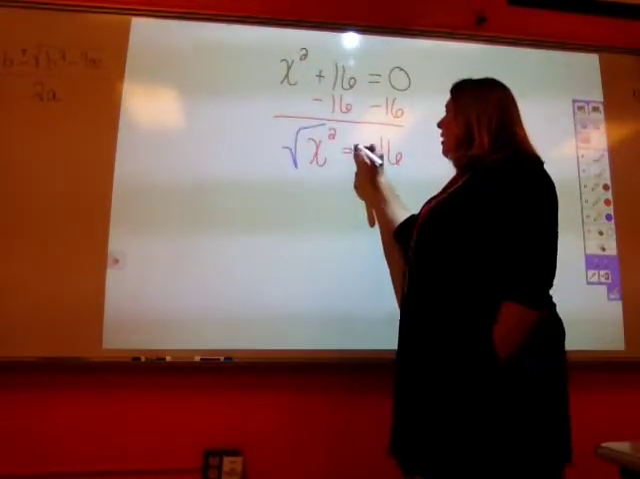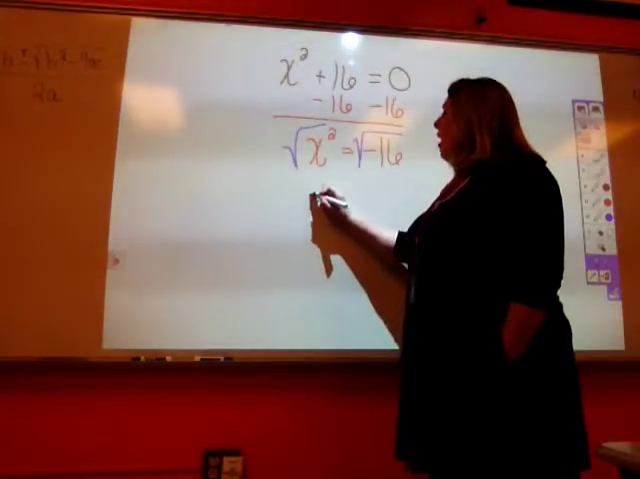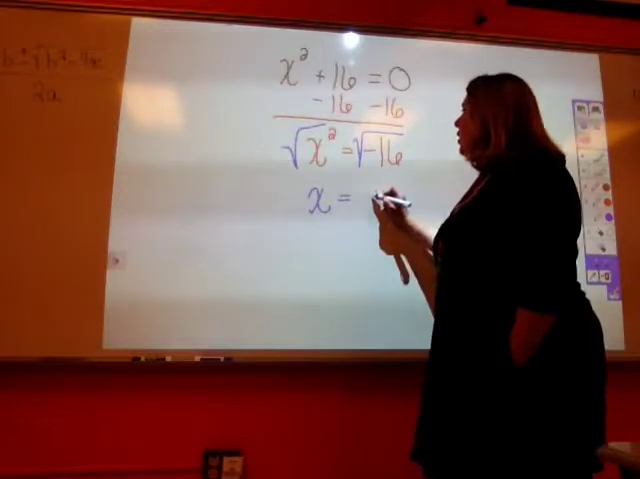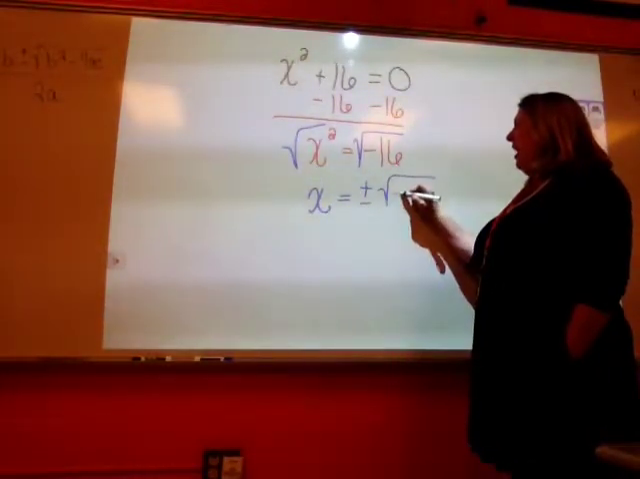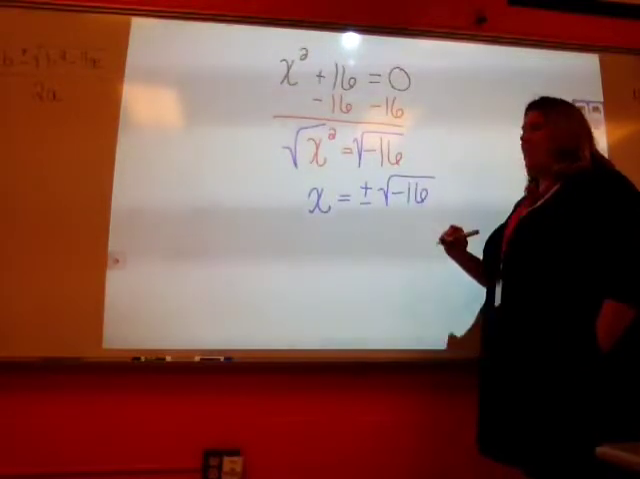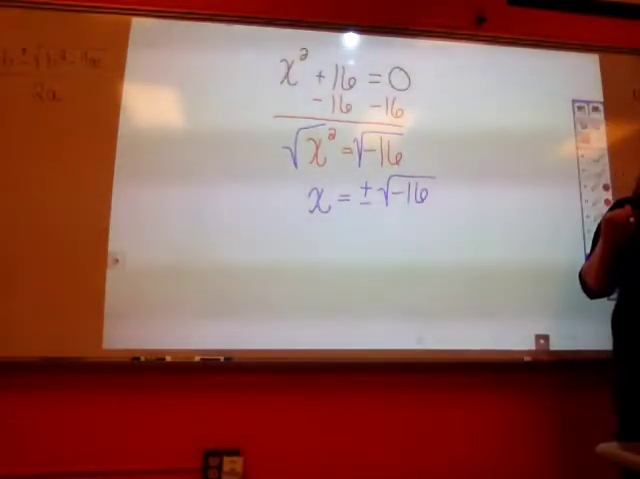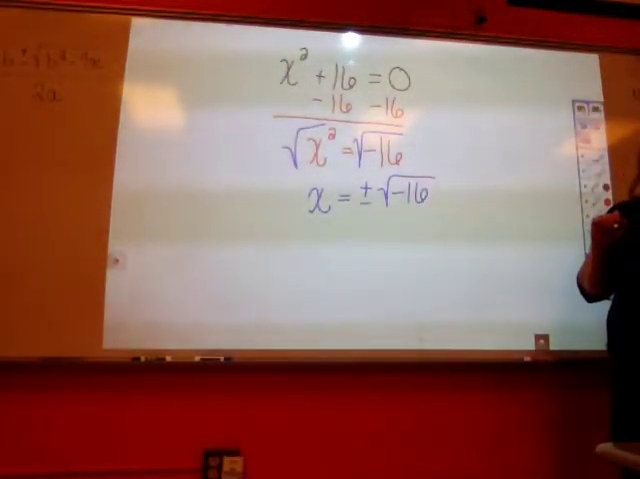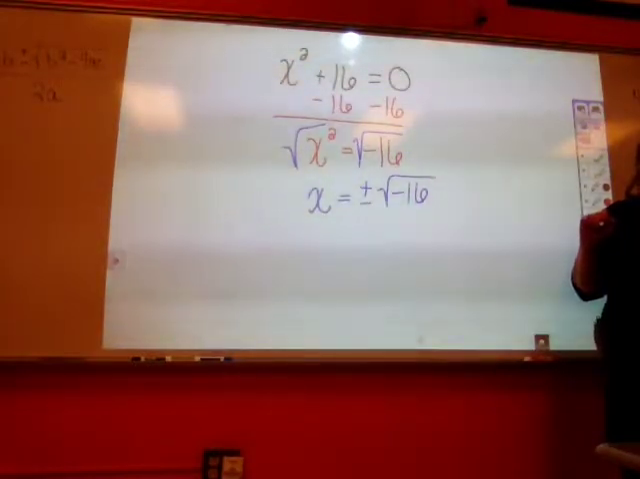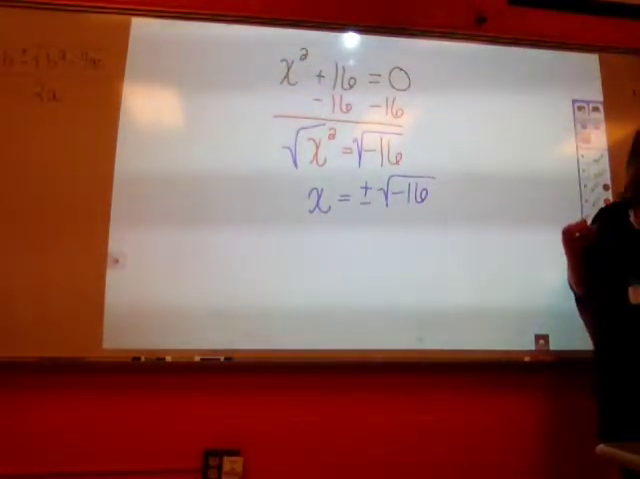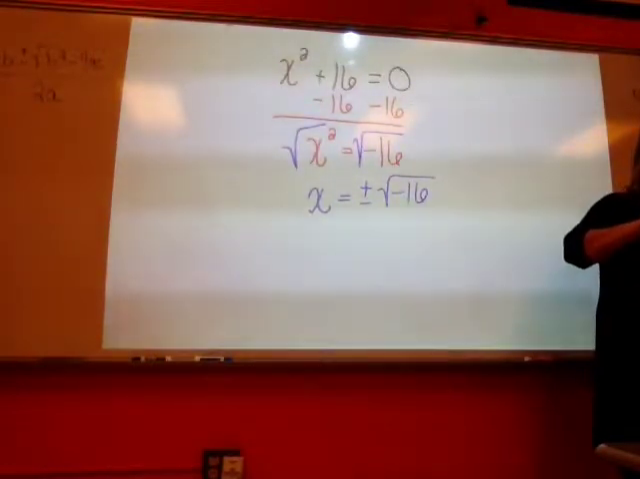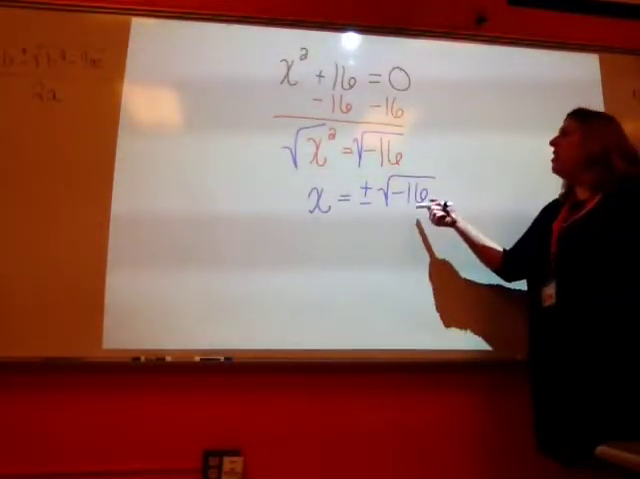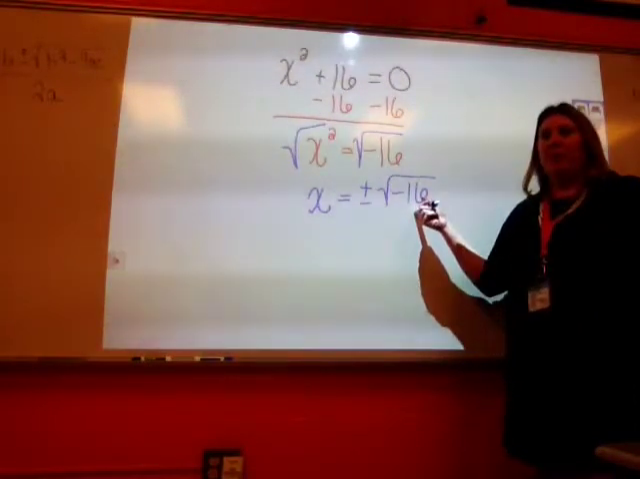So now when I go get ready to solve for x squared, what do I have to do? I'm going to have to square root it, right? So now x is going to be equal to positive negative square root of negative 16. What's wrong with that? A negative cannot have a square root, so it's i. Okay, so this is an imaginary number, right?